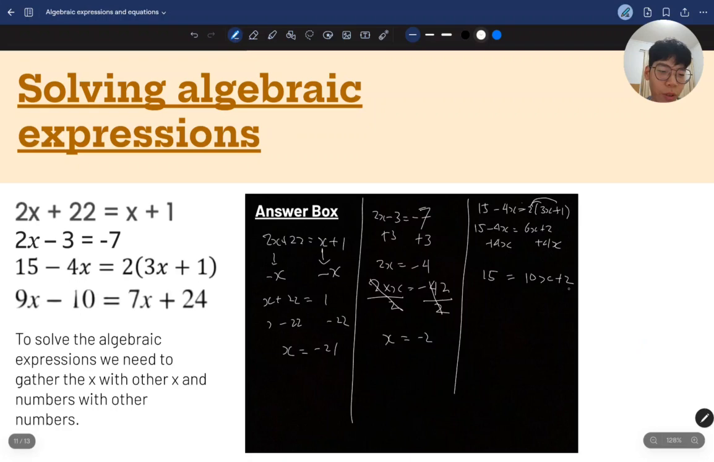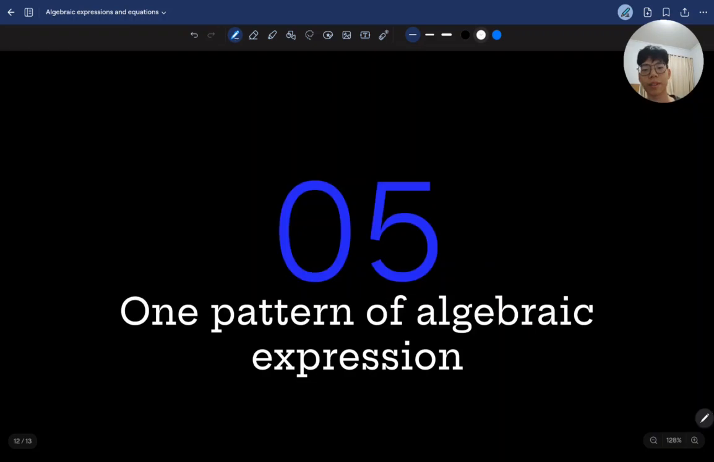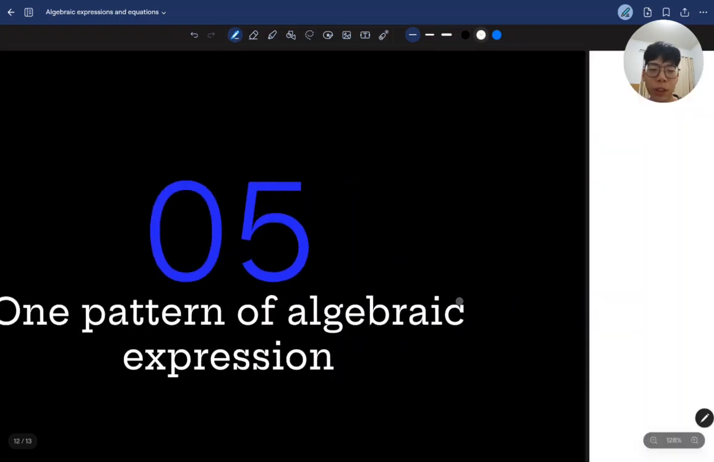Easy. Now we need to get rid of the number, so we do minus 2 on each side. 13, 10x. We need the x. When we're solving an algebraic equation, we need the value of x, not 10x. So we divide by 10 on each side, which gives 13 over 10 equals x, and x equals 13 over 10. Simple as that.